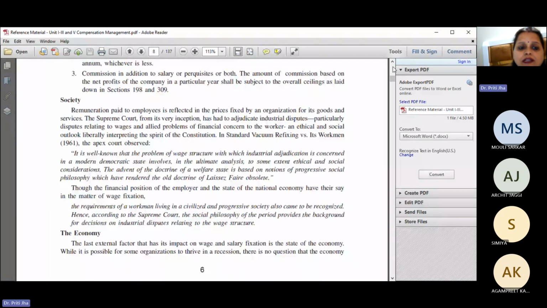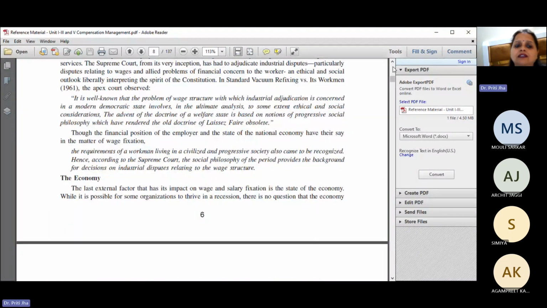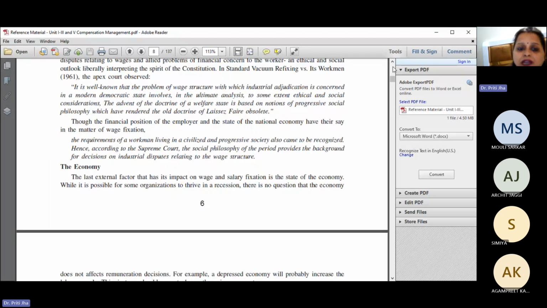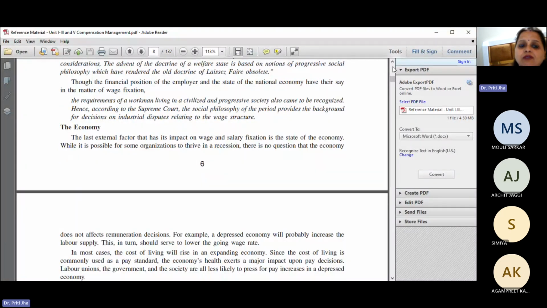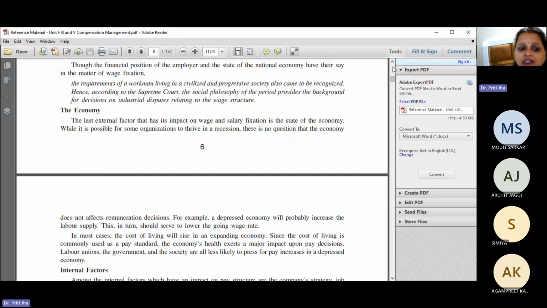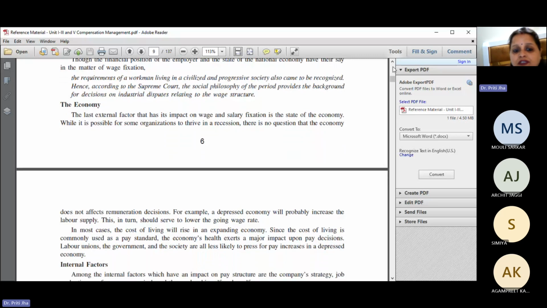Last factor is the economy. The last external factor that has its impact on wage and salary fixation is the state of the economy. While it is possible for some organizations to thrive in a recession, there is no question that the economy does affect remuneration decisions. For example, a depressed economy will probably increase the labor supply. Thus, in return, it should serve to lower the going wage rate.